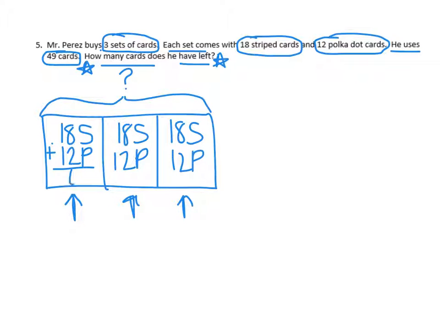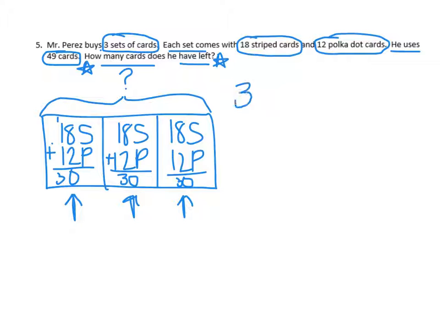8 plus 2 is 10. I'm going to write the 0 and carry the 1. 1 plus 1 is 2. 2 plus 1 is 3. So that means he has 30 cards in each of the packages. So now what do I need to do to figure out the total amount of cards? Pause the video while you work to solve and replay when you are ready.